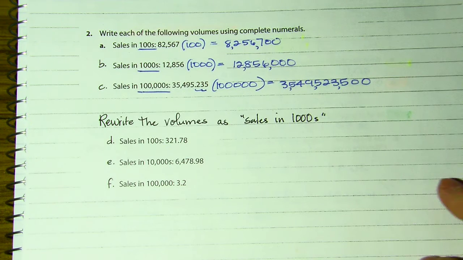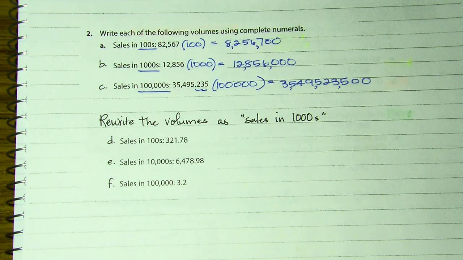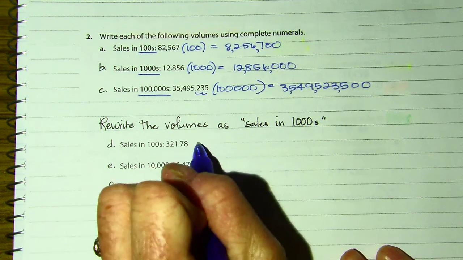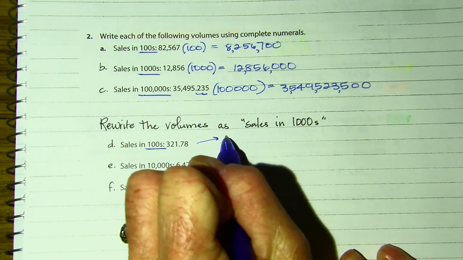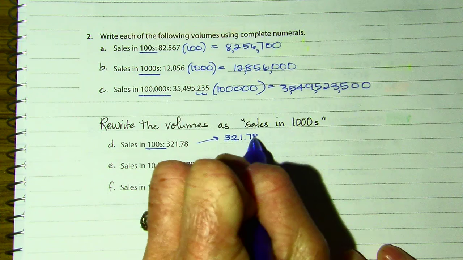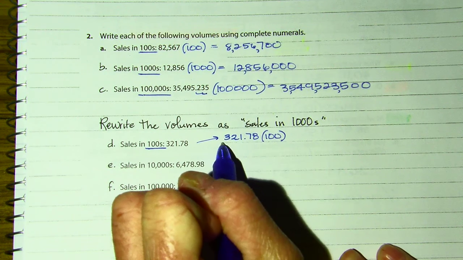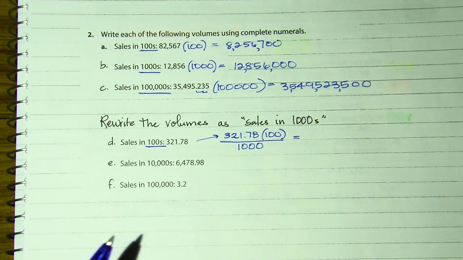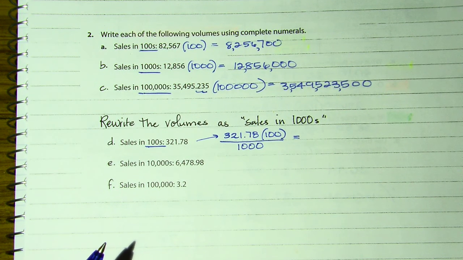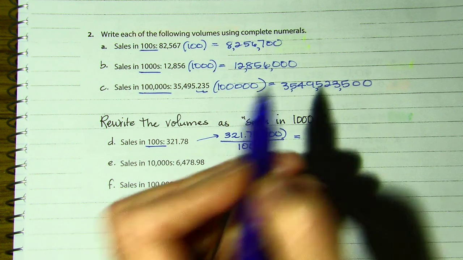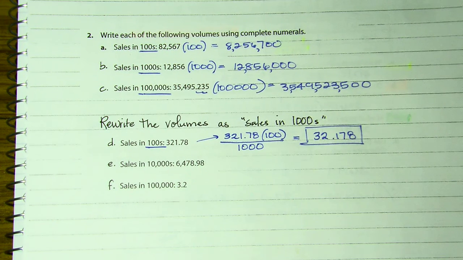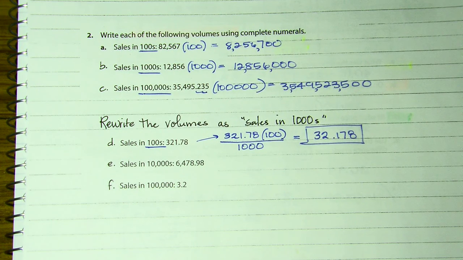Now, if they ask you to recalculate your volume or to rewrite it, you have to multiply it and then divide it by the amount they're wanting you to write it in. So for part D, this says by 100. So I'm going to do 321.78 and multiply it by 100. But then to convert it to thousands, I'm going to have to divide by 1,000. So 321.78 times 100 divided by 1,000, and I get 32.178. And this is going to help us do the last couple problems.